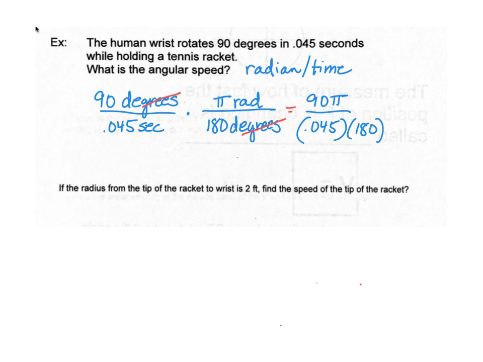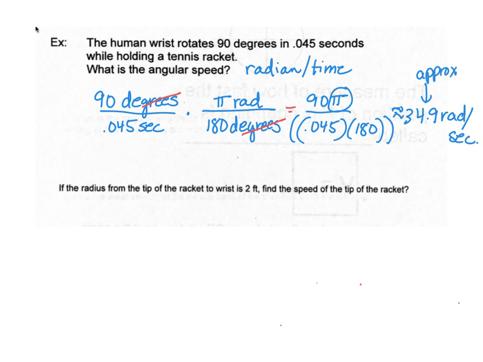So what is here that doesn't really show up is an extra set of parentheses. So we're going to put in our calculator 90 pi, and we are going to divide by 0.045 times 180, but that needs to be in parentheses. And this is approximately 34.9 radians per second. Now, if I want an exact answer, I don't multiply through by pi. This is my approximate.